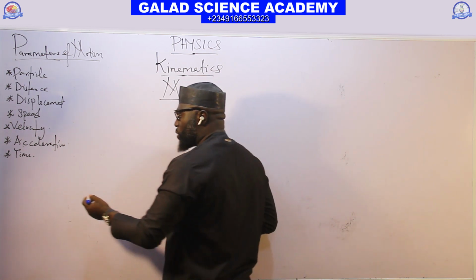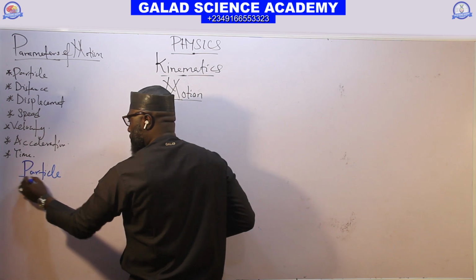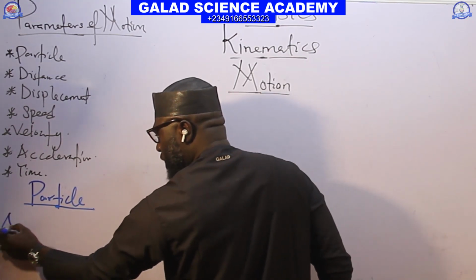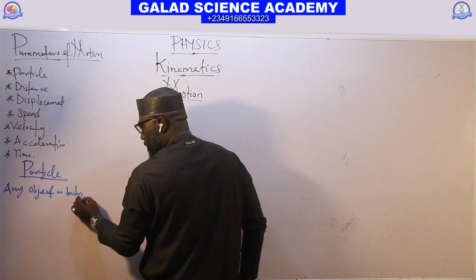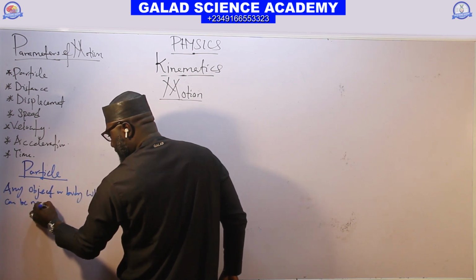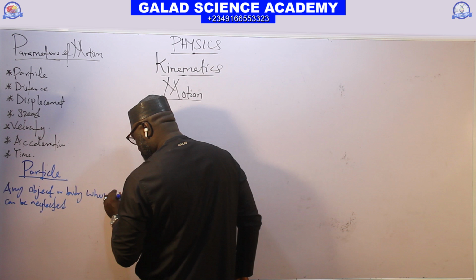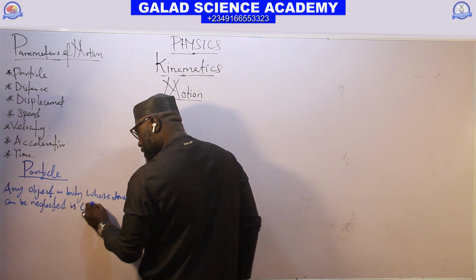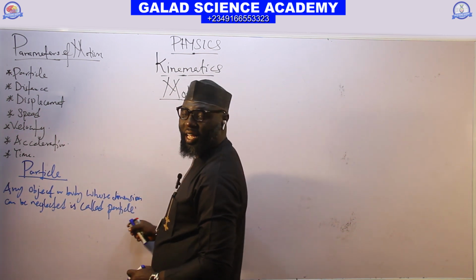The first one we have is particle. So what is a particle? A particle is any object or body whose dimension can be neglected. It is always represented by dots.